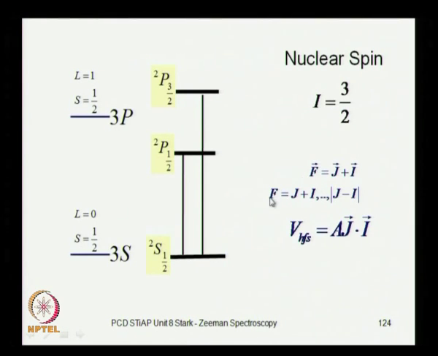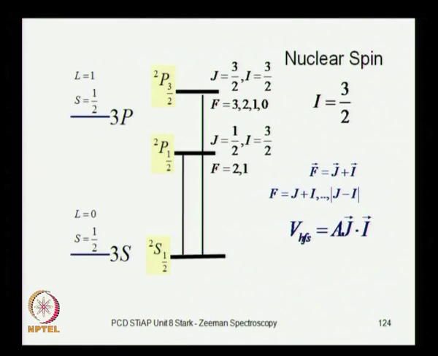Now, when you do that, the resultant angular momentum will be given by angular momentum coupling of j with I, and the f value will go from j plus I to modulus of j minus I, right, according to the laws of angular momentum coupling. And this means that if you take this value of j which is 3/2 and this value of I which is 3/2, the resultant value of f will go from 3, 2, 1 and 0. So, you will get a quartet, okay? So, you get 4 levels from the excited 2p 3/2 state.